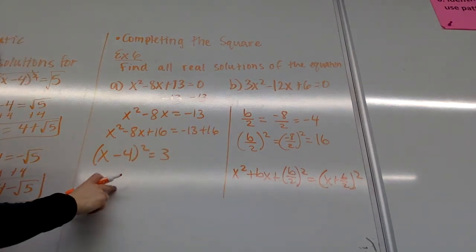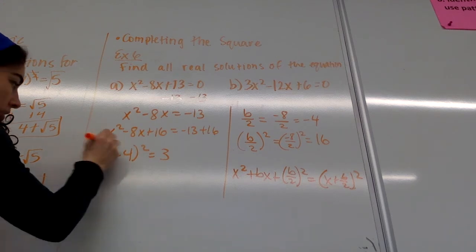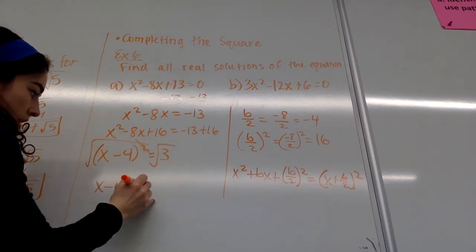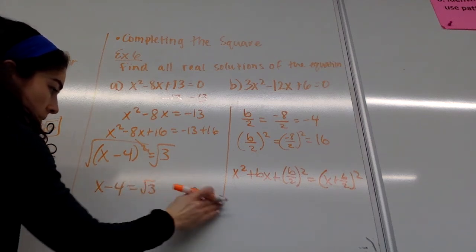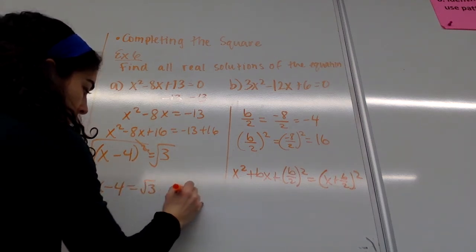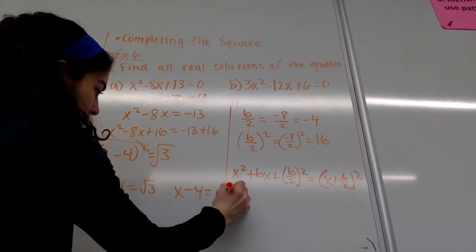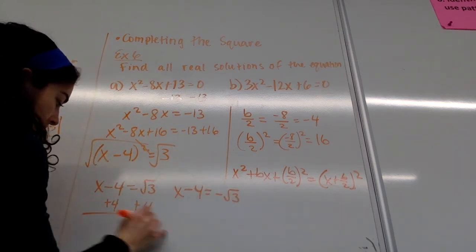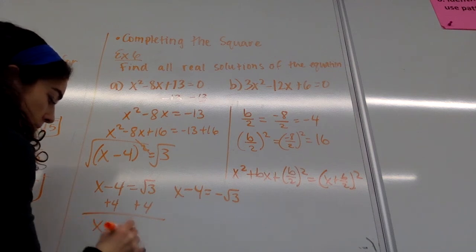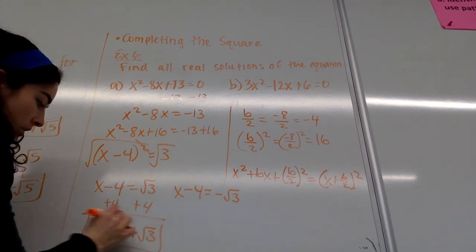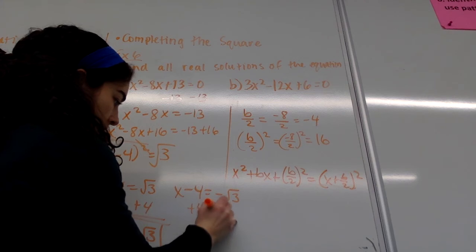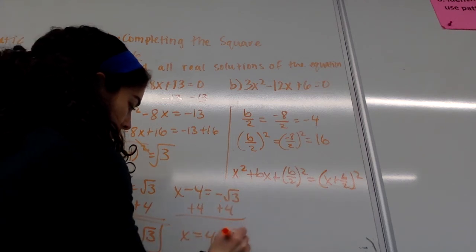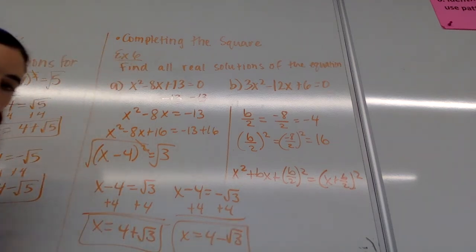And now this looks like something we can solve. Okay, we can take the square root of both sides. We get x minus 4 equals the square root of 3, and x minus 4 equals the negative square root of 3. So then we solve it. We get x equals 4 plus the square root of 3, and x equals 4 minus the square root of 3. And those are our two answers there.